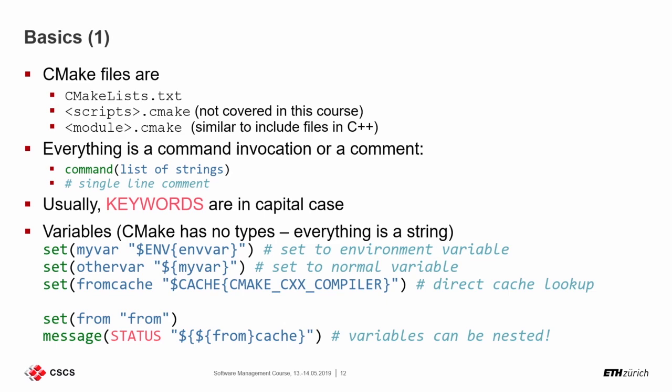What you can also do is nest variables in variables. So what you do here, the variables are expanded from inside out. So from is set to from. So from here expands to from. And then you expand the from cache, which is this variable. And this is a command to print a message. And so this is a collection of things that you will later need in your hands-on.